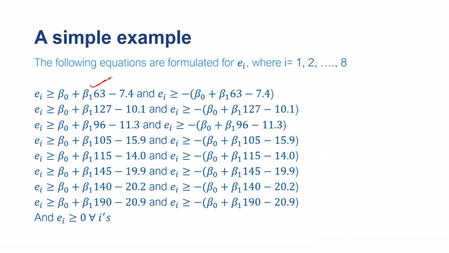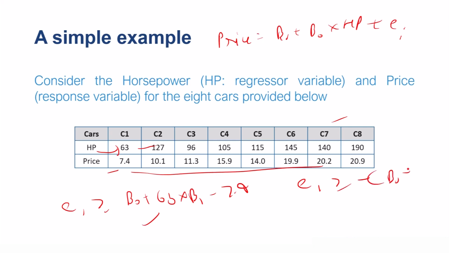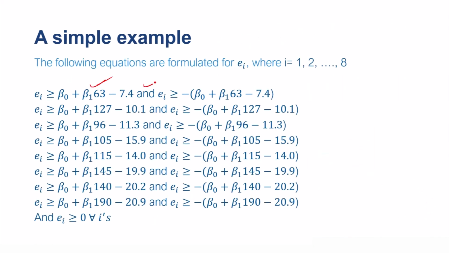For example, let's look at this first expression. For that, you have beta naught plus 63 into beta 1 minus 7.4 as the positive error. So the error should be greater than this. And at the same time, the error should also be greater than or equal to minus of this, beta naught plus 63 into beta 1 minus 7.4, which is nothing but this expression.